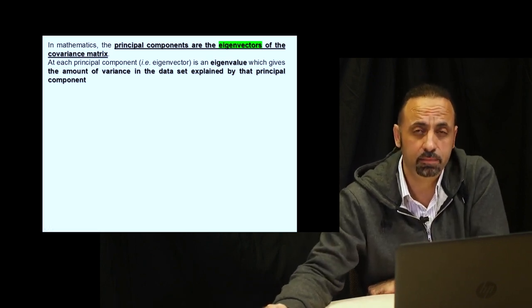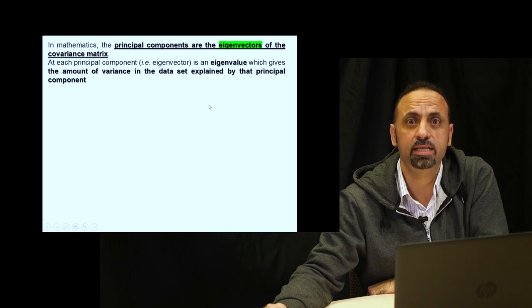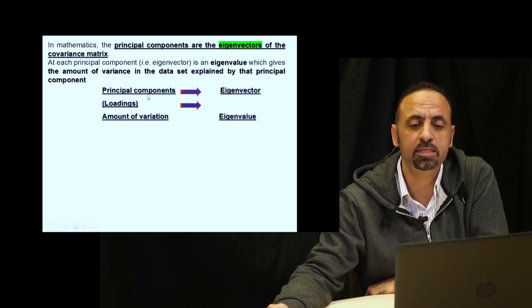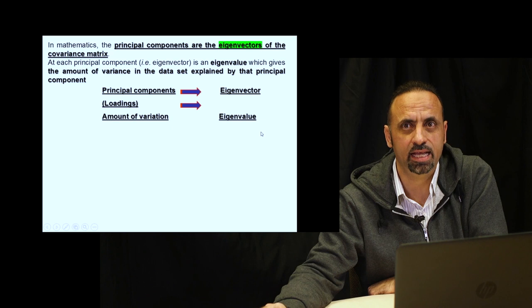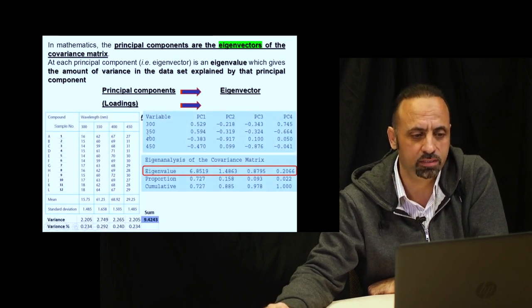In mathematics, this calculation is called eigenanalysis, and the principal components are the eigenvectors. The eigenvectors come from the covariance matrix of your data. So in general, the principal components are the eigenvectors, or we can call them loadings, and the amount of variation is the eigenvalue.